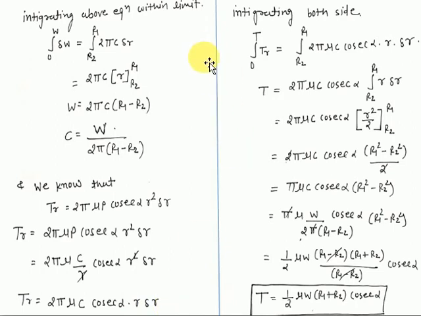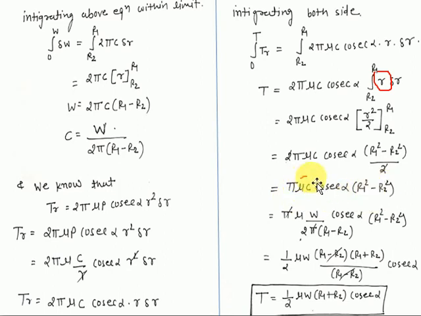So let us integrate both sides. Here 0 to T and here R2 to R1. So T is equal to 2 pi mu C cosec alpha, which is constant, and R2 to R1 limit into R delta R. This R comes to R square by 2 because of integration, and when we put the limit it is (R1 square minus R2 square) upon 2. Now 2 will cancel. So 2 pi mu C cosec alpha (R1 square minus R2 square).